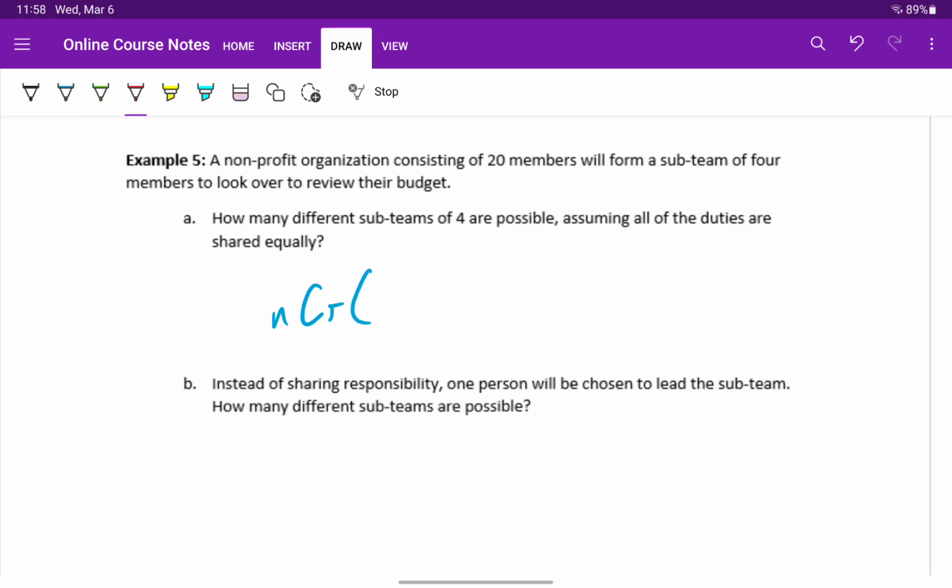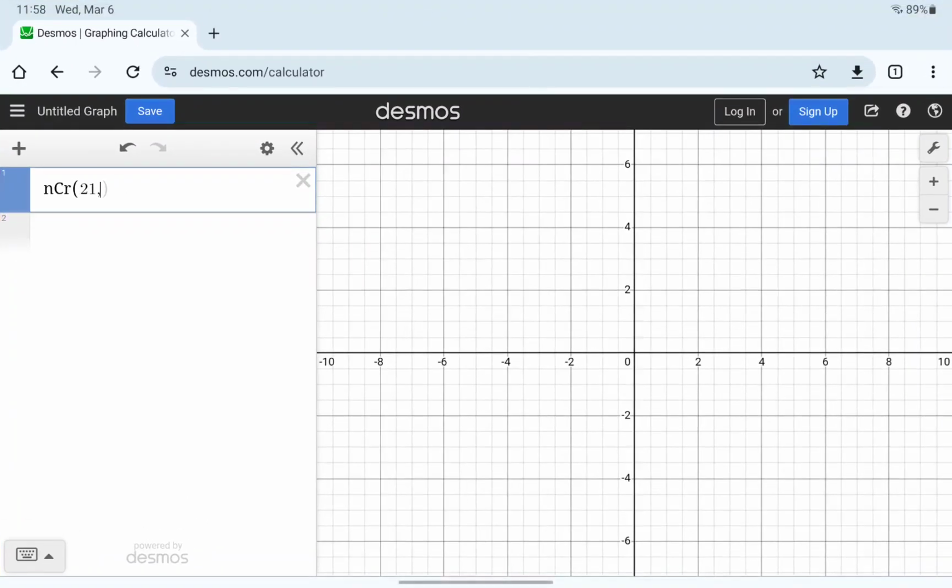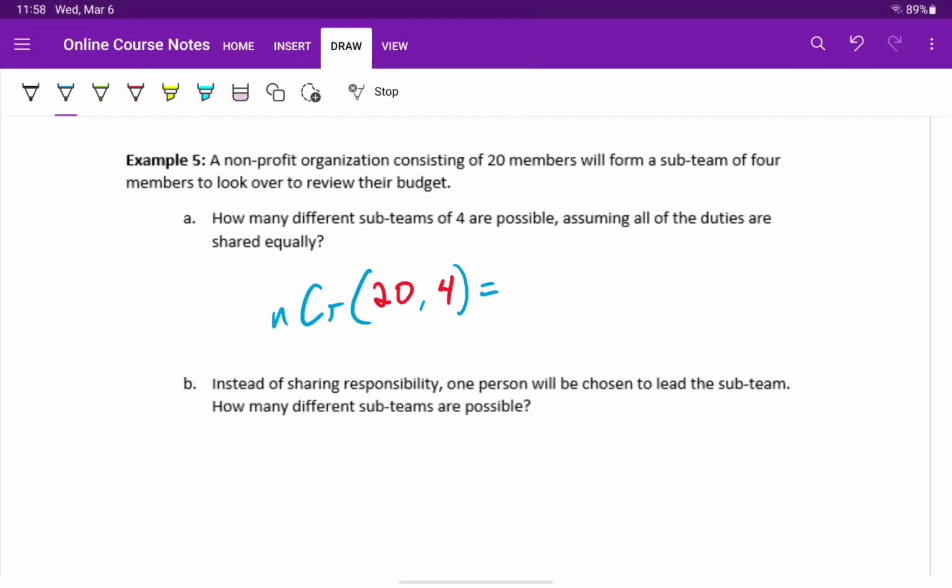So this is a case for combinations where out of 20 people, we'll be selecting 4. So we'll update that to 20, 4 to get 4,845 different possible combinations.